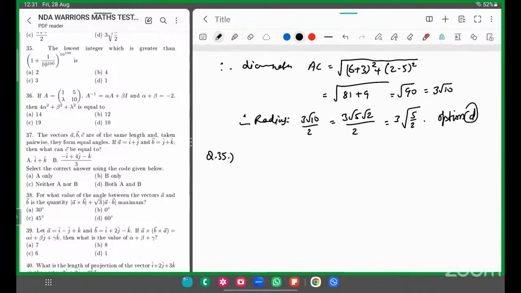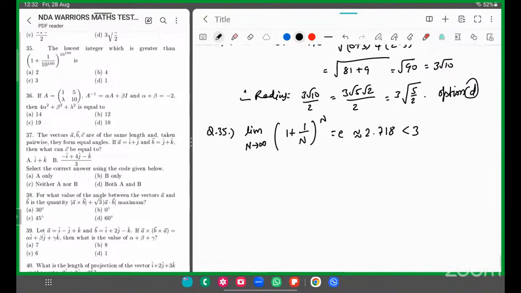इसको हमें लिमिट के थ्रू करना पड़ेगा. आपने ये कॉन्सेप्ट सीखा है, limit n tending to infinity (1 + 1/n)^n अगर होता है, so this is almost equal to e and exactly equal to e, and its value, e is 2.718 something, which is obviously less than 3, right?